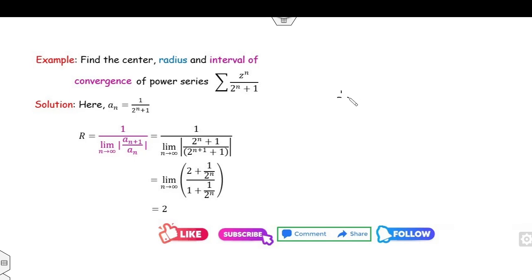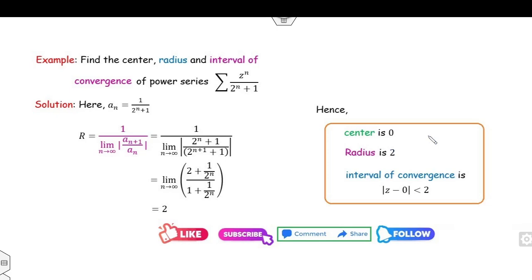So therefore, your interval of convergence will be mod of z minus 0 less than 2. Now clearly the coefficient of z is 1. So therefore, the center of the power series is 0. Radius of convergence is 2 and interval of convergence is mod of z less than 2.